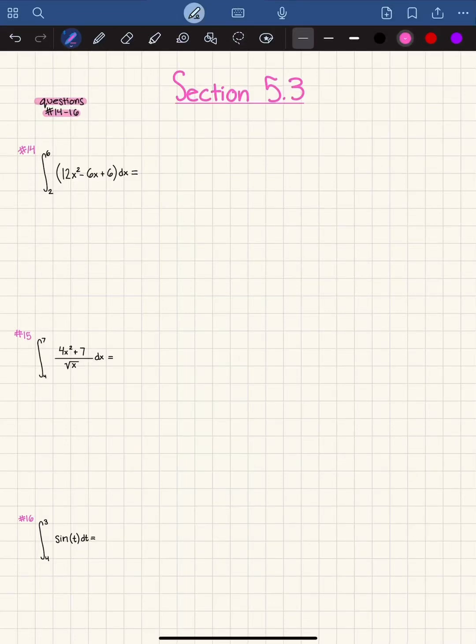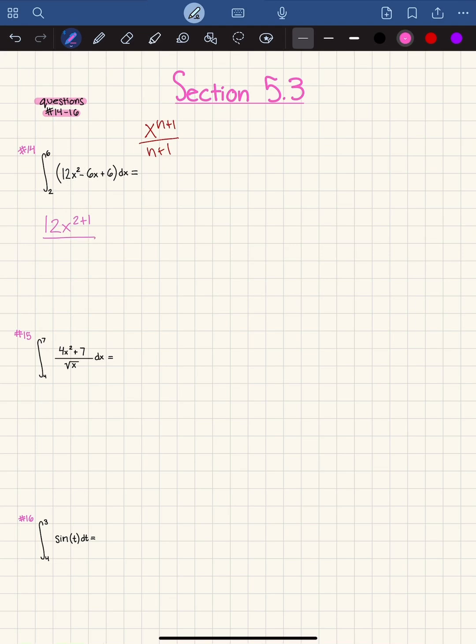So for this section 5.3, we're going to be doing questions number 14 through 16, and we have to evaluate the definite integrals. So for the first one, the first step is you want to apply the power rule for integration for each term. The power rule for integration, in case you forgot, is x to the n plus 1 over n plus 1.